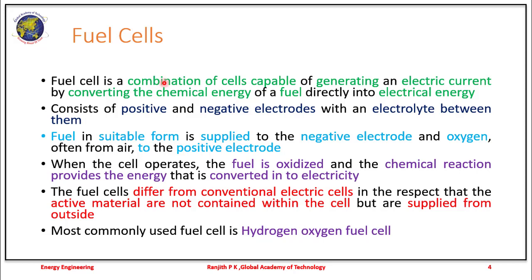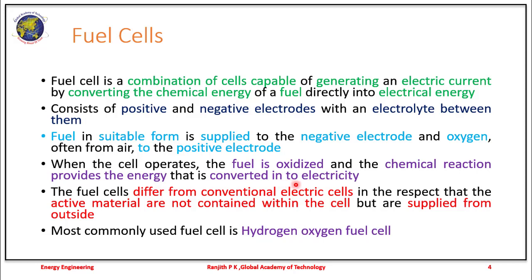A fuel cell is a combination of cells which is capable of generating an electric current by converting the chemical energy of a fuel directly into electrical energy. It usually consists of a positive and a negative electrode with an electrolyte in between them. The fuel, in a suitable form, is supplied to the negative electrode, and oxygen, which is usually from the air, is supplied to the positive electrode. When the cell begins to operate, the fuel gets oxidized and the chemical reaction provides the necessary energy that is converted to electricity.